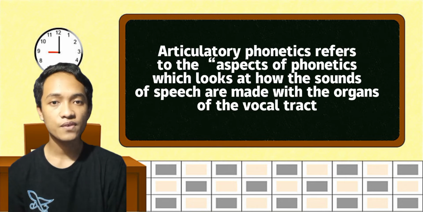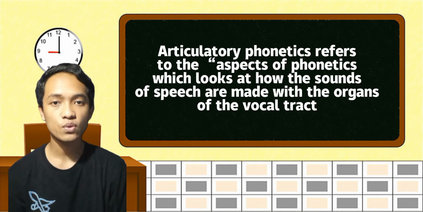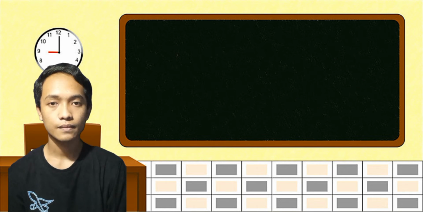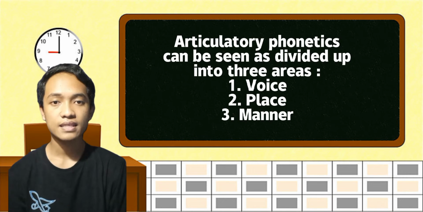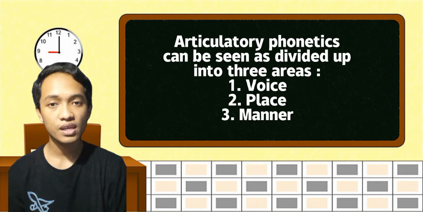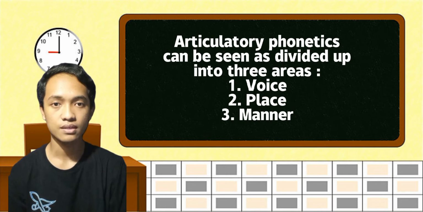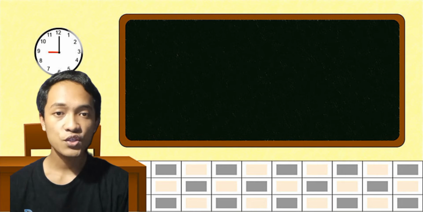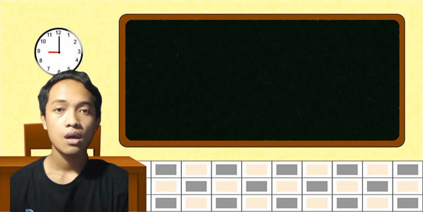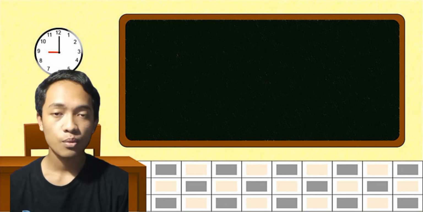Articulatory phonetics refers to the aspects of phonetics which look at how the sounds of speech are made with the organs of the vocal tract. And also, articulatory phonetics can be seen as divided into three areas to describe consonants. There are voice, place, and manner respectively. Now let's move to the first point of articulatory phonetics.